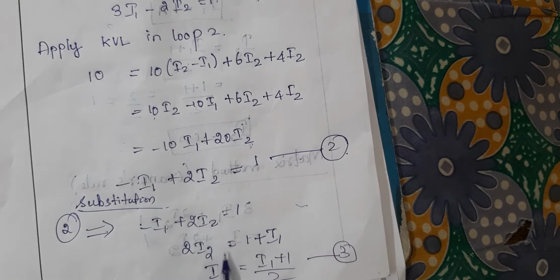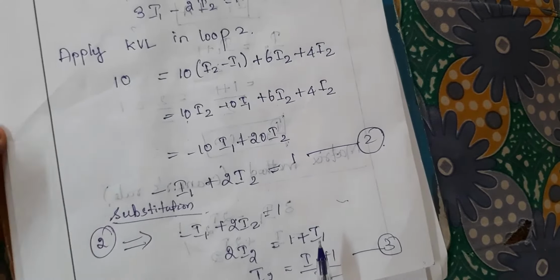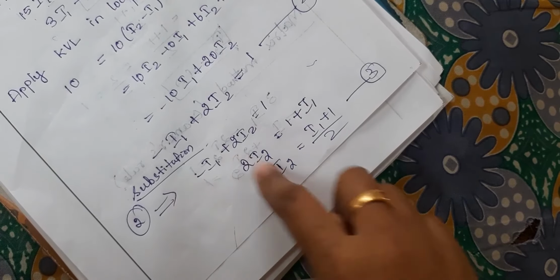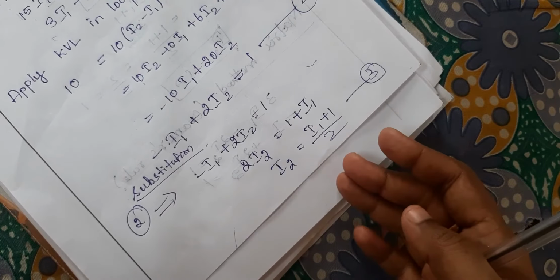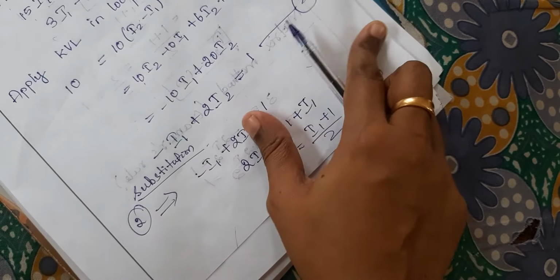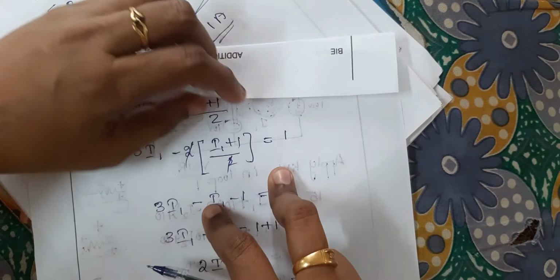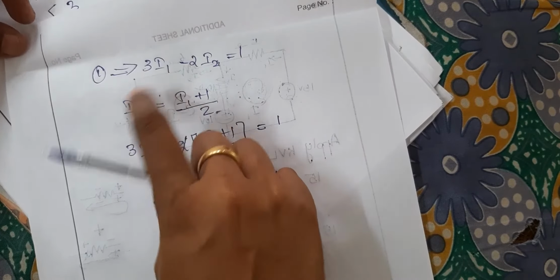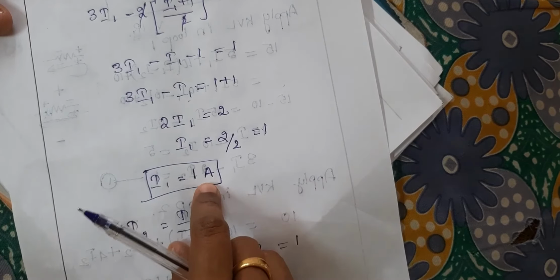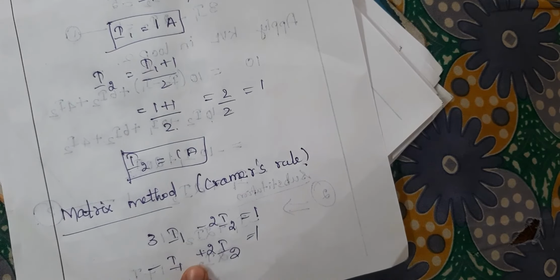First we take the substitution method. We can solve using 2 methods. With only 2 loops the substitution method is easy, otherwise you can use Cramer's rule, the matrix method. First find one of the values, I1 or I2, from one of the equations. We take equation 2 and find I2 from it. Then substitute that I2 value in equation 1. After substituting, we got the I1 value as 1 ampere. Now substitute this I1 to get the I2 value.